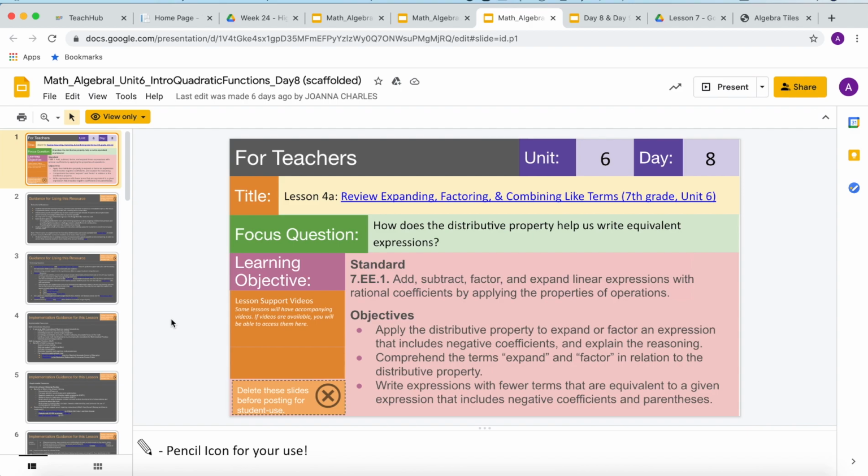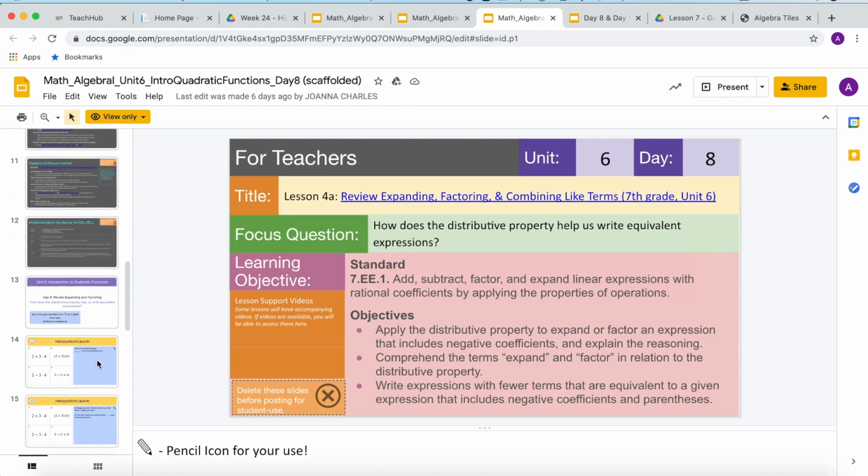This standard is going to be super important for students to understand as we delve deeper into the quadratics unit, because students will begin to take the distributive property, the idea of factoring, and the idea of expanding, and actually apply that to quadratic expressions and multiplying binomials, factoring trinomials. And so, although this was taught in prior years, we want to spend this chunk of time reviewing it so that students have that solid foundation before we go into that next part of the unit.